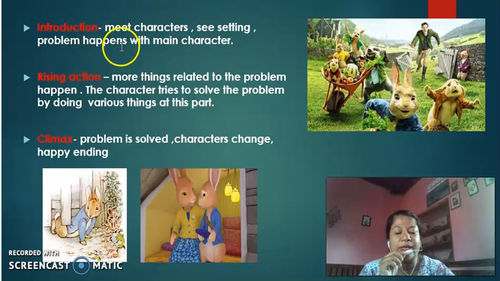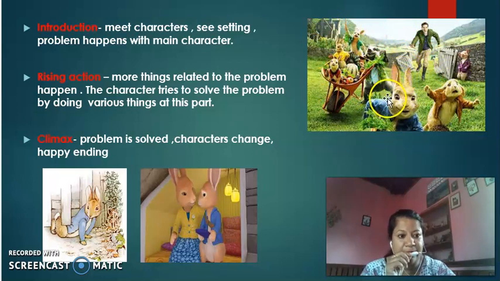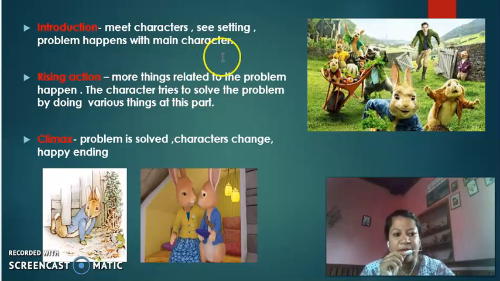So in the introduction we meet the characters, we see the setting. Over here our characters are Flopsy, Mopsy, Cottontail, Peter, Peter's mother, and Mr. McGregor. So we meet the characters and we see the setting. The setting is in Mr. McGregor's garden. This is a pic of the movie. If you ever get time, you should watch the movie. It's really nice.